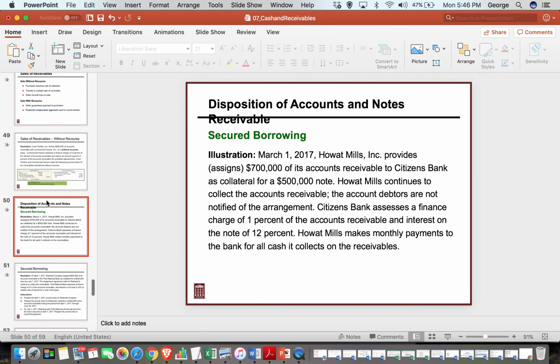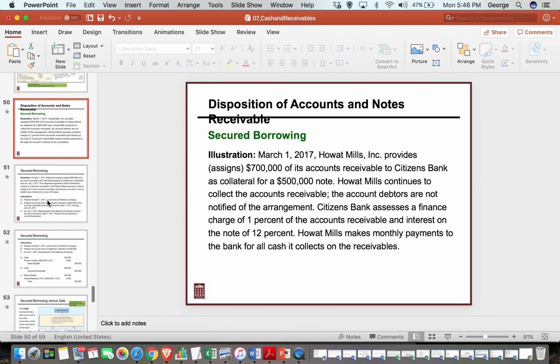All right, here's an illustration of secured borrowing. Howitt Mills provides 700,000 of its receivables to Citizen Bank as collateral for a 500,000 note. Howitt Mills continues to collect the receivables. The account debtors are not notified of the arrangement. Citizen Bank assesses a finance charge of 1% of the receivables and interest on the note of 12%. Howitt Mills makes monthly payments to the bank for all cash it collects on the receivables.